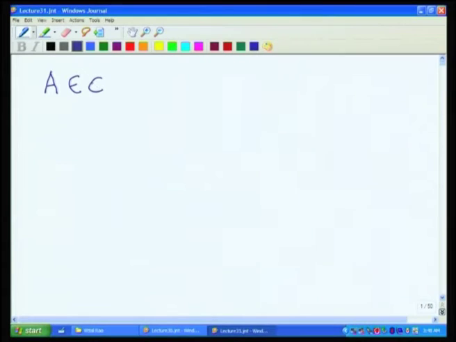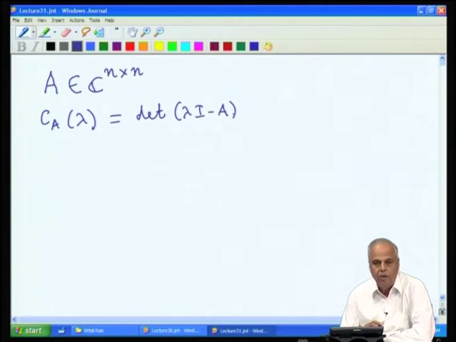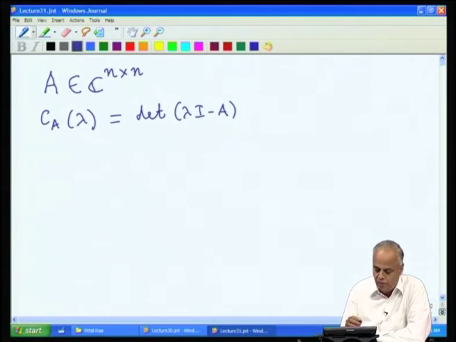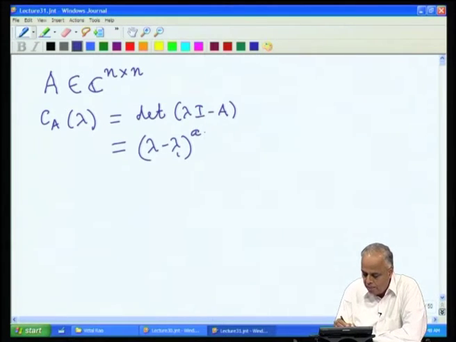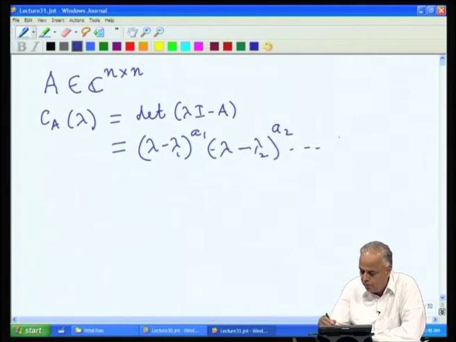We have been looking at the notion of diagonalizability, and we found that if A is an n by n matrix, then the characteristic polynomial was defined as the determinant of lambda I minus A. This is a polynomial of degree n, and since we assume everything over the field of complex numbers, it can always be factorized as (lambda minus lambda 1) to the power A 1, (lambda minus lambda 2) to the power A 2, and (lambda minus lambda k) to the power A k.